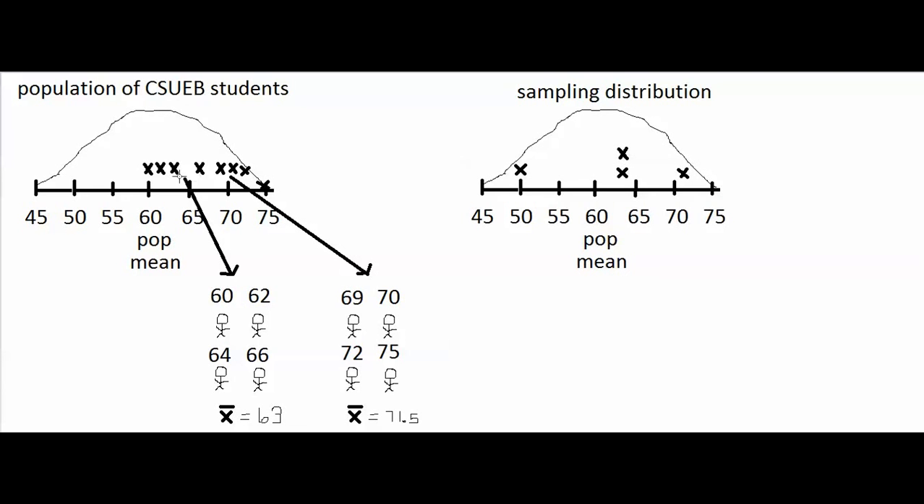Now if I selected 4 people from the population and those 4 people had a mean height of 60, then their X would be right here. In that case, I would have selected a sample with a sample mean that equals the population mean. In other words, the mean of my sample would be lining up perfectly with the population mean. And that sample would be right here at 60.